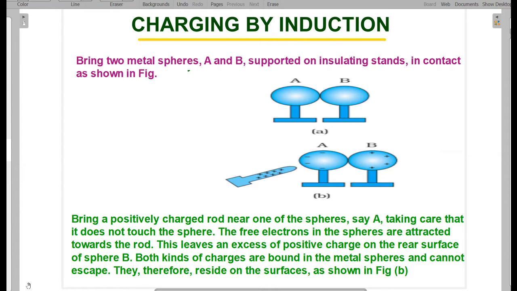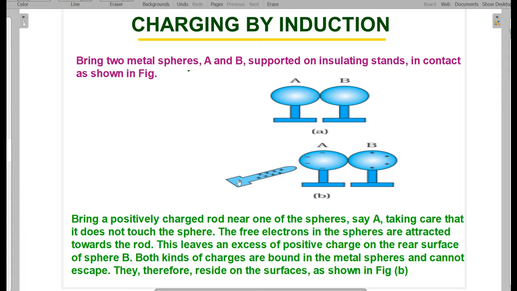Charging by induction. Bring two metal spheres A and B supported by insulating stands. These two metal spheres are in contact with each other.